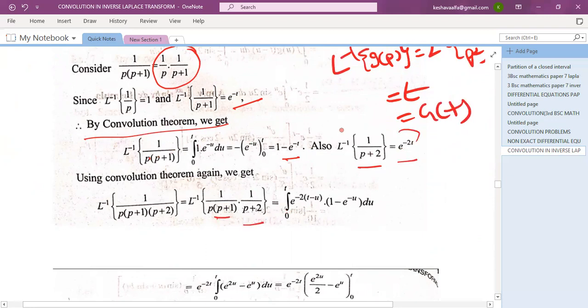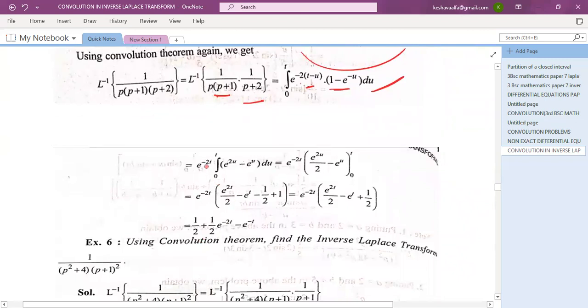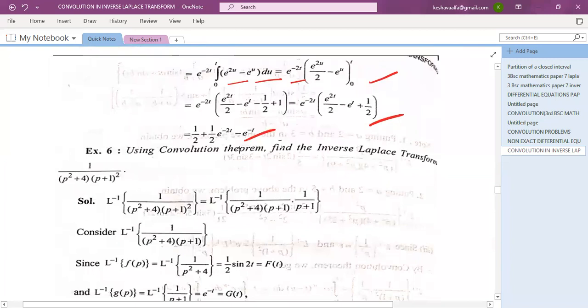So our f of t is this one, and g of t is e power minus 2t. For these two functions, using convolution, integral 0 to t e power minus 2(t minus u) times (1 minus e power minus u) du. That is equal to, after simplification, e power minus 2t integral of (e power 2u minus e power u) du. That is e power minus 2t times (e power 2u by 2 minus e power u). Applying upper limit minus lower limit, we get this. The result is 1 by 2 plus 1 by 2 e power minus 2t minus e power minus t.